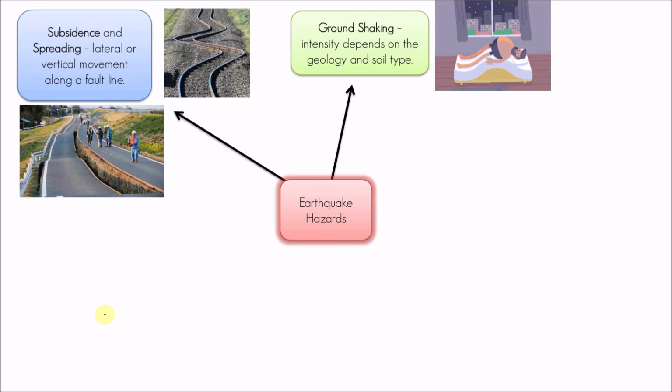As the ground is shaking, it's also moving up and down or moving from side to side, and that can cause either uplift or subsidence, as we can see in this picture here, where part of the road has either moved up or moved down, or where part of this train track has moved from side to side as a result of the shaking of that earthquake. So we can get lateral or vertical movement of the ground along a particular fault line.